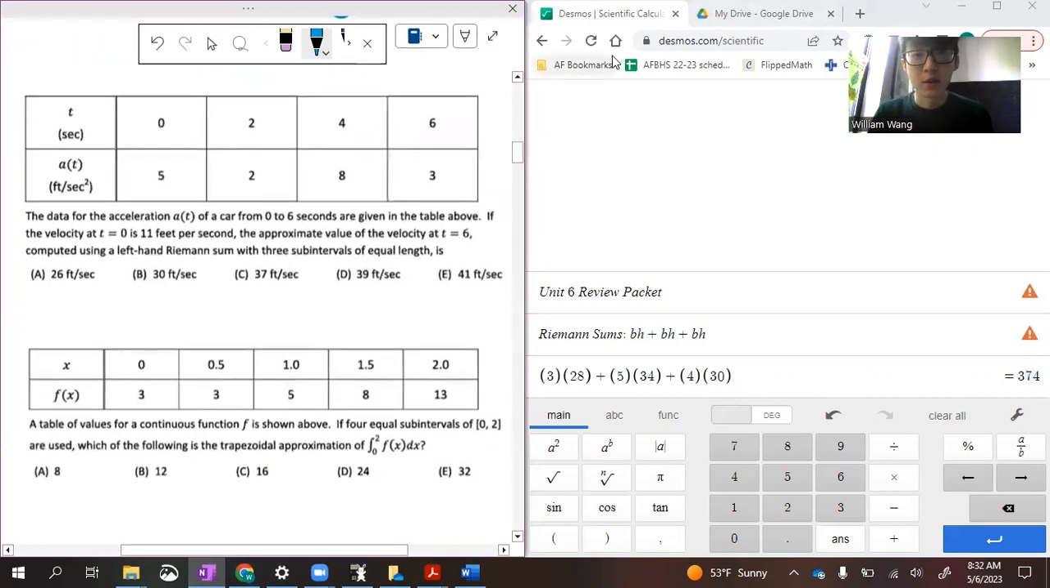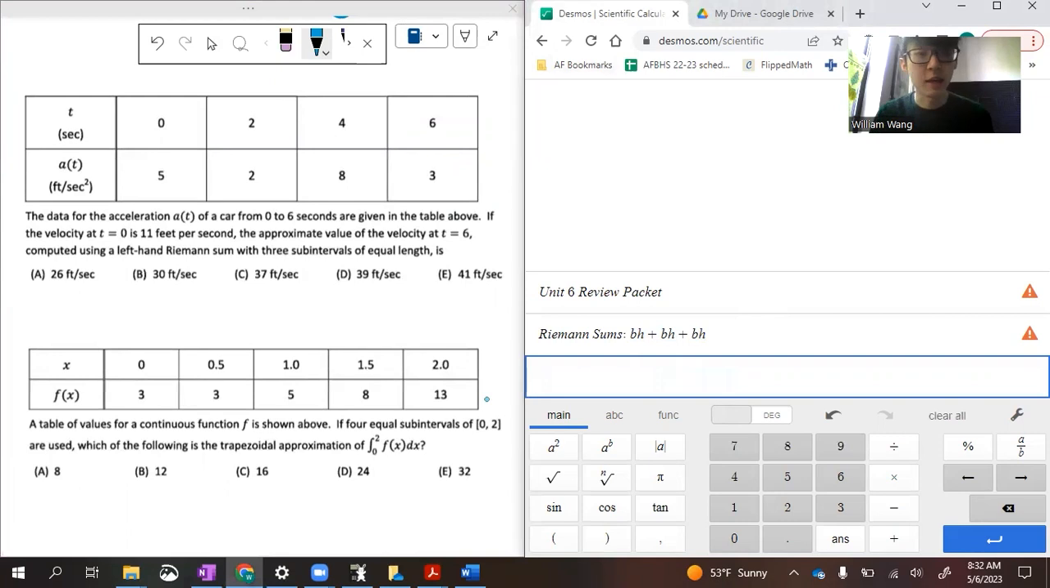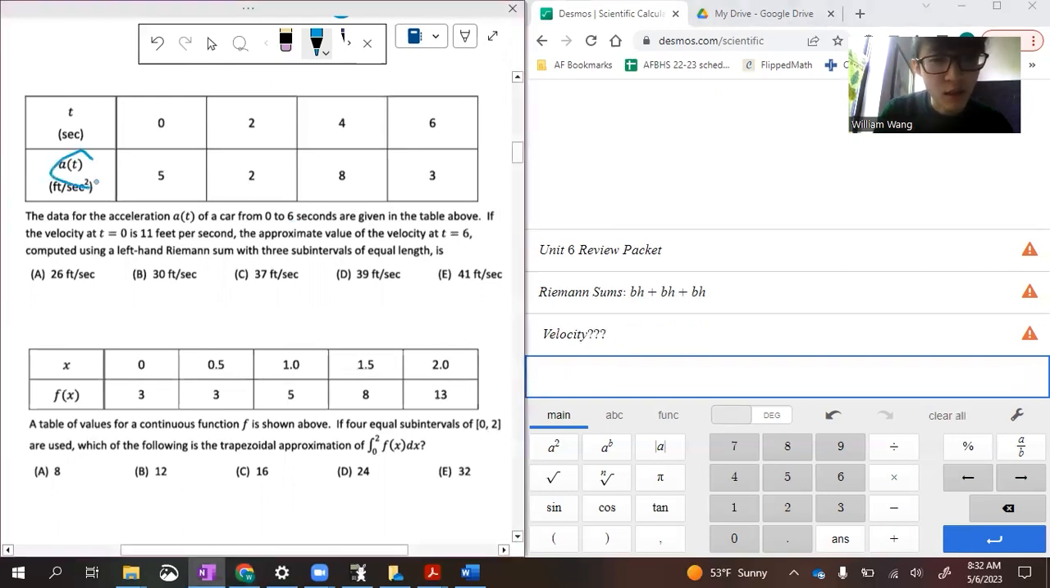All right, next question. I'm going to keep my Riemann sums equation because it's probably going to be a Riemann sums question. The data for the acceleration a of t of a car from 0 to 6 seconds is given in the table above. If the velocity at t equals 0 is 11 feet per second, the approximate value of the velocity at t equals 6, computed using a left-hand Riemann sum with 3 subintervals of equal length, is what? This might be sort of confusing because they're asking me to calculate for velocity, yet they give me a table for acceleration.